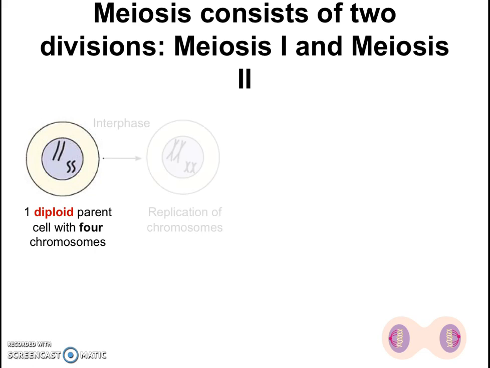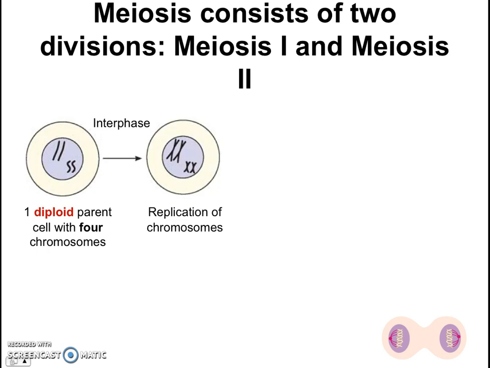Now the first thing that happens is that the cell will replicate its DNA. So the cell will go through interphase and replicate its DNA, replicate its chromosomes, before starting to go through meiosis. If you remember, that's exactly the same as what happened in mitosis. So there's no difference yet from what happened in mitosis. In mitosis, the cell also went through interphase and replicated its DNA.